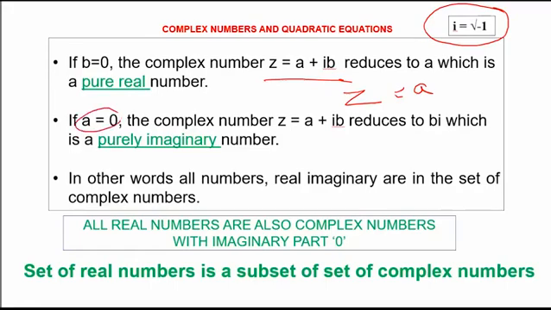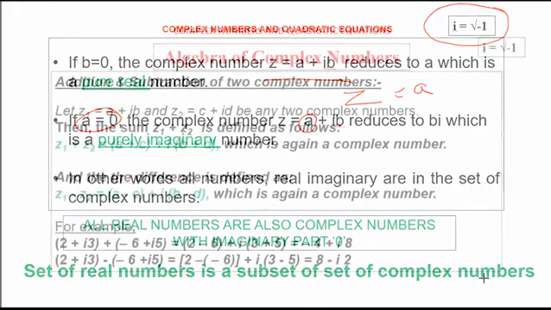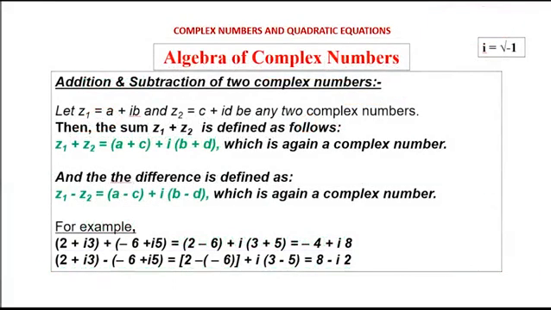Simultaneously, if you put a is equal to 0 in that complex number z is equal to a plus ib, that means a is automatically eliminated and it reduces to ib, which is a purely imaginary number. In other words, all real numbers and imaginary numbers are in the set of complex numbers. That means all real numbers are also complex numbers with imaginary part 0. The set of real numbers is a subset of the set of complex numbers. Now let us switch over to algebra of complex numbers.